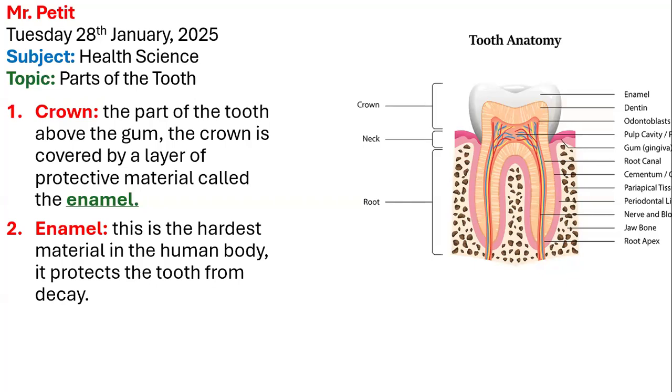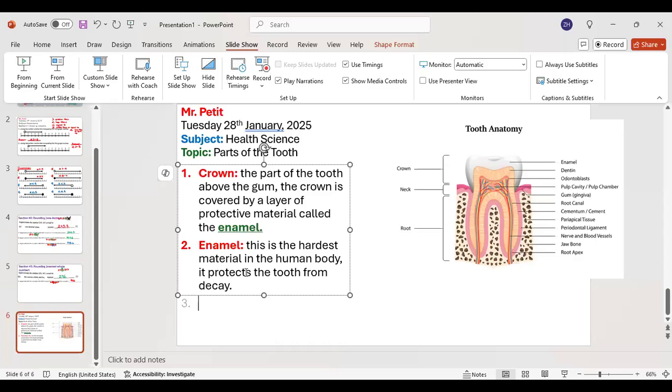Very good. So the enamel is found where? In the crown, the root, or the neck? Where's the enamel found? In the crown. Very good. That's where the enamel is found. Good. Next, we have number 3. Number 3 is the root.